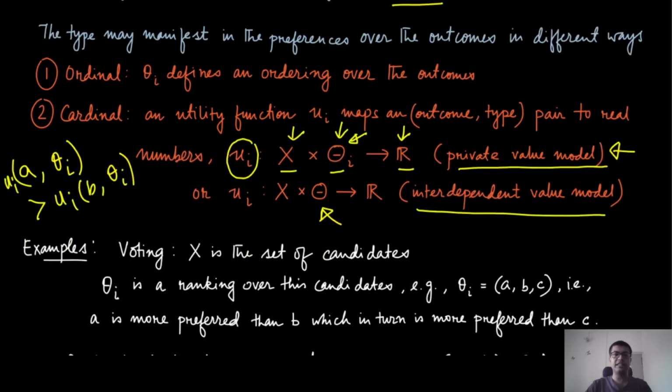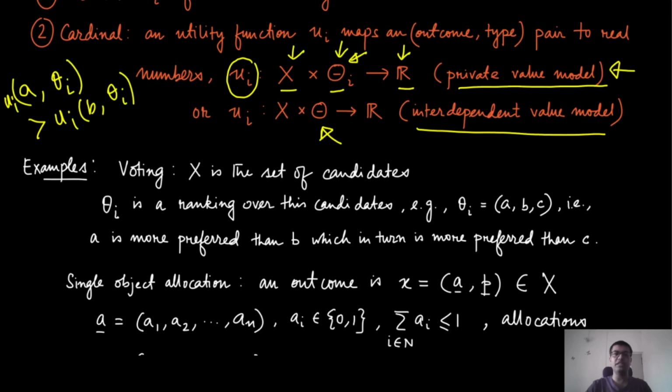So let us give an example of both these cases. Voting is the example of ordinal preferences. X in this case is the set of candidates who are contesting in this election, and theta I is essentially a ranking over these candidates. So theta I you can think of as what I wrote here, A over B over C. This is the decreasing order of preference for this particular player. You can think of that as the type of player I.